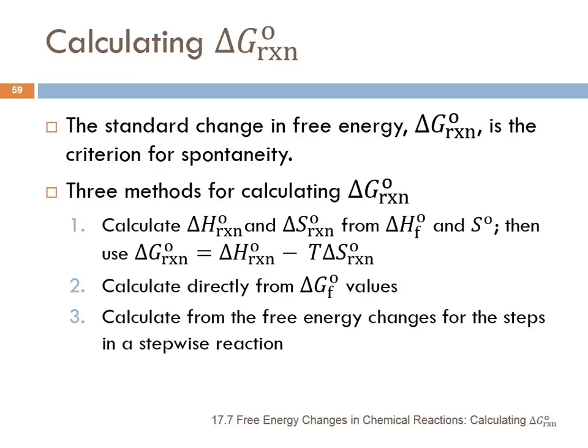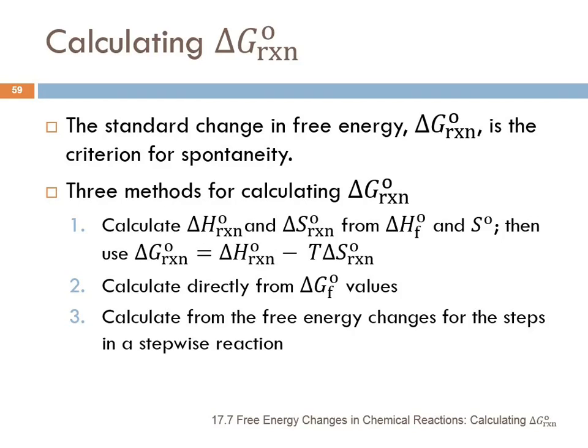Calculating the standard change in free energy for a reaction. That is what the criterion for spontaneity is. It's delta G. Delta S can kind of give us an idea, but we've got that interplay between delta H and delta S. So delta G is what we really need to be looking at.